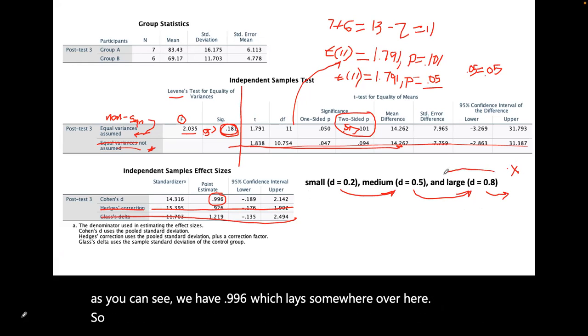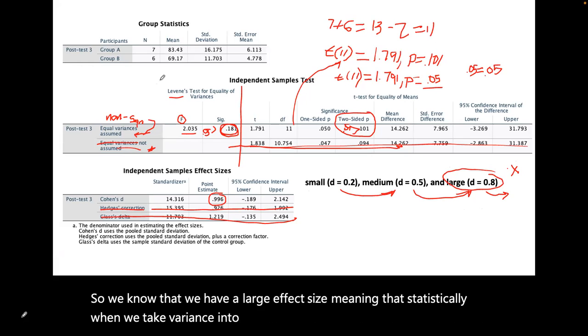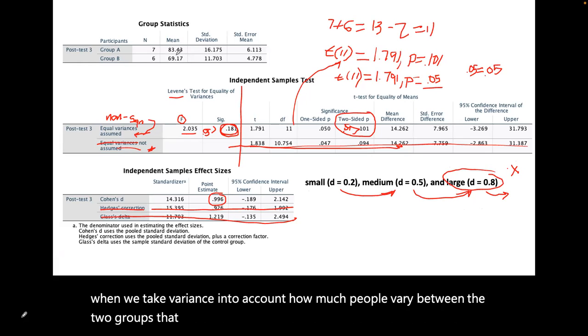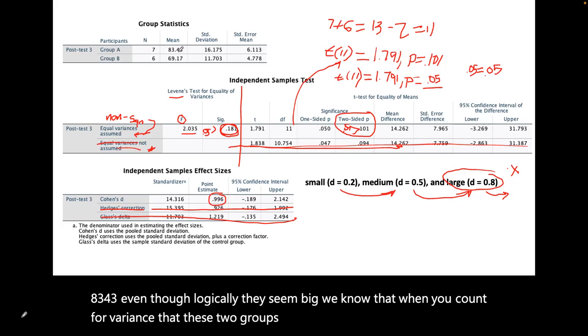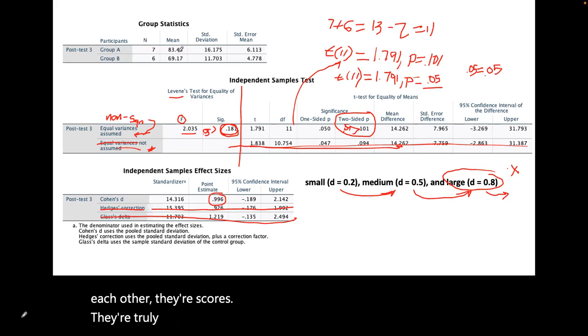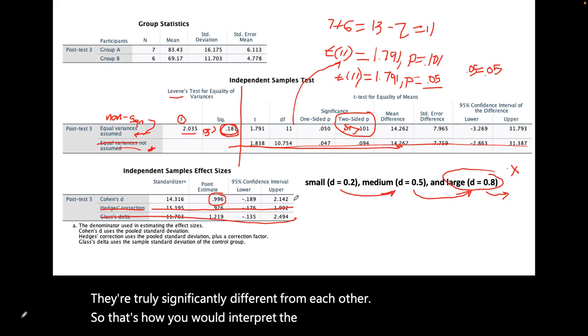And as you can see, we have 0.996, which lays somewhere over here. So we know that we have a large effect size, meaning that statistically, when we take variance into account, how much people vary between the two groups, this difference between 69.17 in group B and group A, 83.43, even though logically they seem big, we know that when you account for variance, these two groups are truly significantly separate from each other. Their scores are truly significantly different from each other. Okay, so that's how you would interpret the Cohen's d effect size.